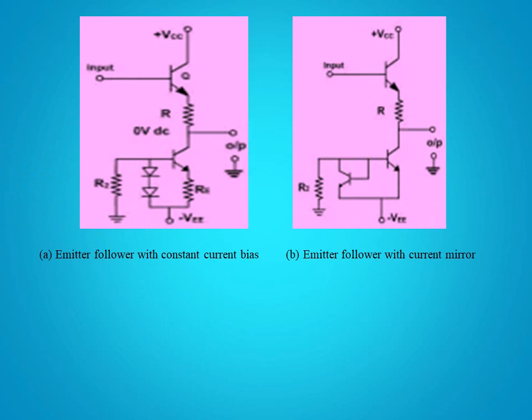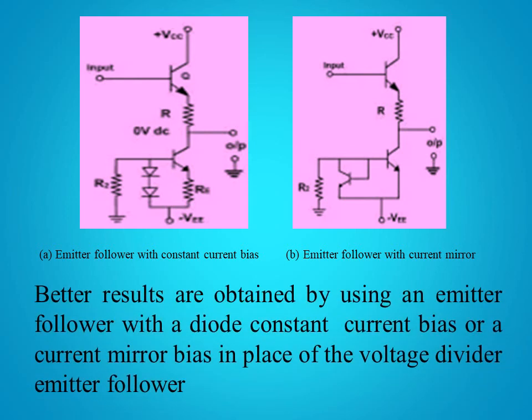Now two more circuits. There are many circuits, but two more can be named. One is the emitter follower with constant current bias and the second is the emitter follower with current mirror. These two level translators are also capable of bringing the DC voltage to 0. Better results are obtained by using an emitter follower with diode constant current bias or a current mirror bias in place of the voltage divider emitter follower. So thus we have seen what a level translator is and what its circuit diagram is.